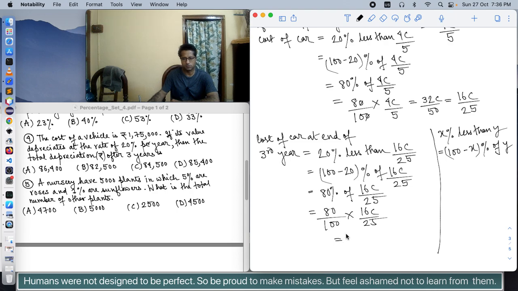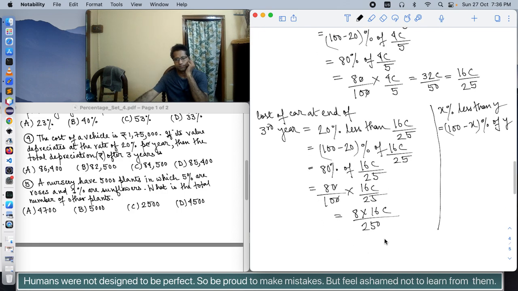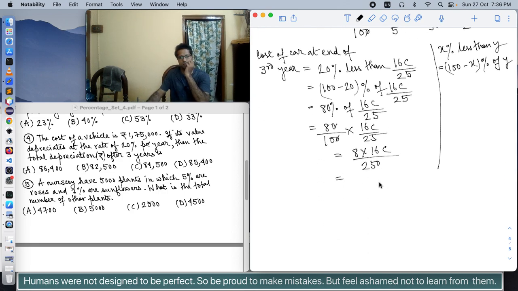So after cancellation and simplification, it becomes 64C by 125. So this is the cost of the car at the end of the third year.